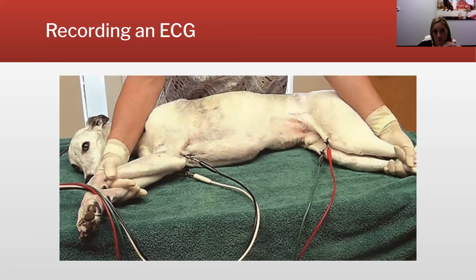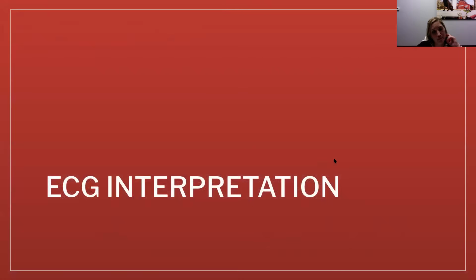So this is the normal positioning for obtaining an ECG. And this would be a 6-lead ECG. There's 4 electrodes, but that creates all 6 leads. So we're looking at interpreting ECGs.